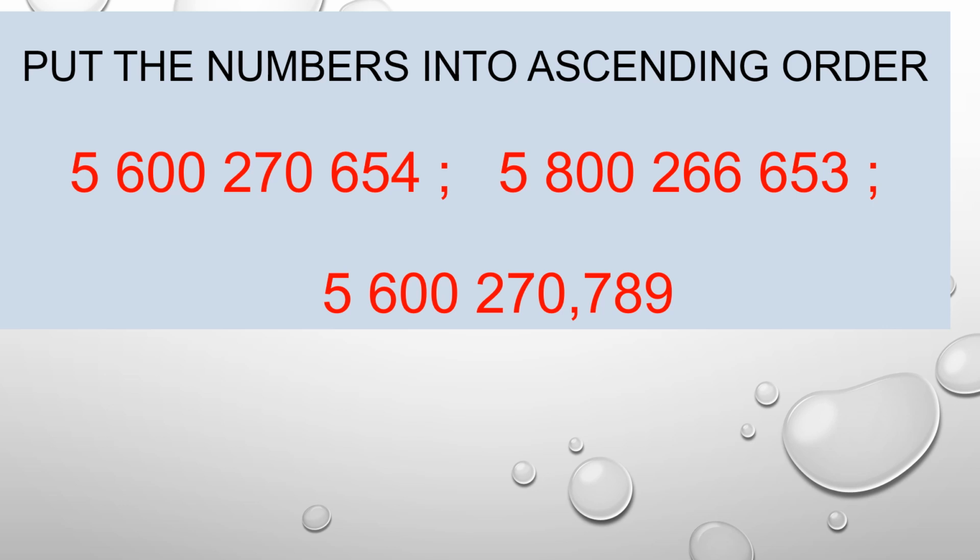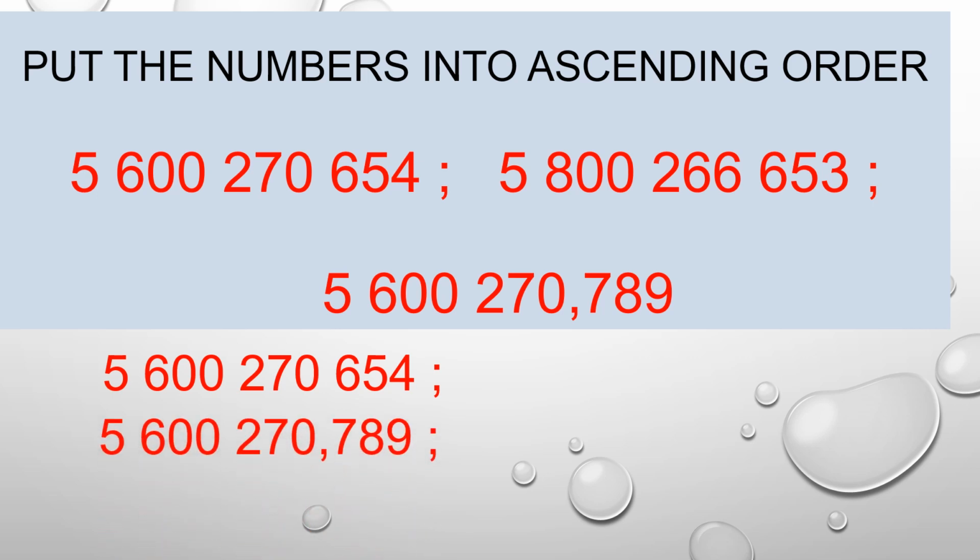In the hundreds column, in the first number we can see 600 and in the third number we can see 700. So it is telling us that 600 is smaller. It means that first of all we will write this first number. This is the number which is smallest in all these three numbers.